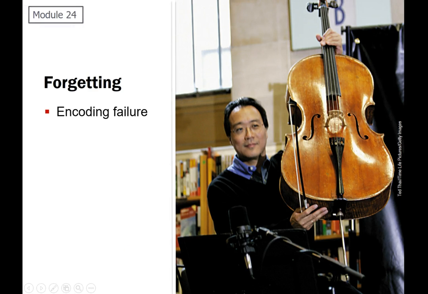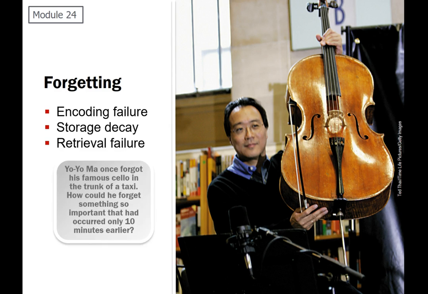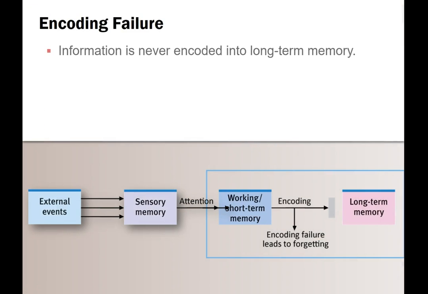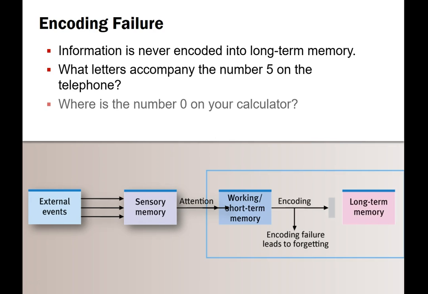So Module 24 covers the topic of forgetting, and there are lots of reasons that we forget, and several of those will be covered here in this module. One of the reasons we forget is due to encoding failure, which means we didn't really get the information encoded very well to begin with, and therefore we have a difficult time recalling or retrieving that information.